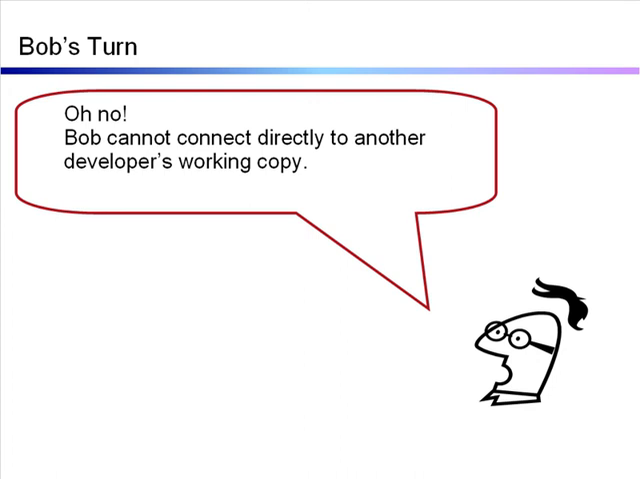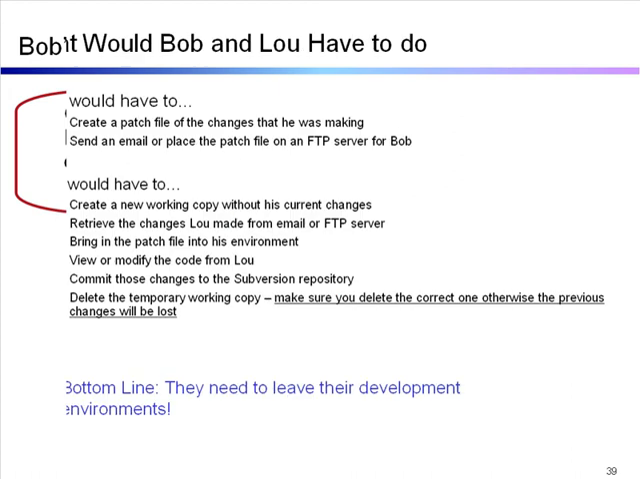Now it's Bob's turn. Oh no, Bob cannot connect directly to another developer's working copy. Let's see what Bob would have to do and what Lou would have to do in this case in order to have the same effect. First of all, Lou would have to create a patch file in his environment of the changes that he was making, and then he would have to get that to Bob somehow. He would either send that in an email or place it on a FTP server or some means like that.